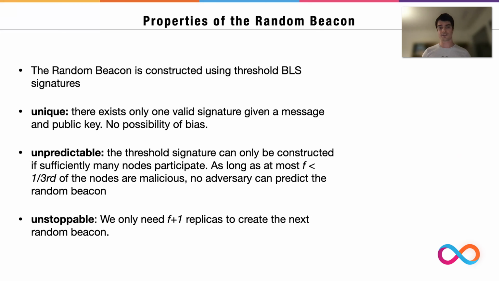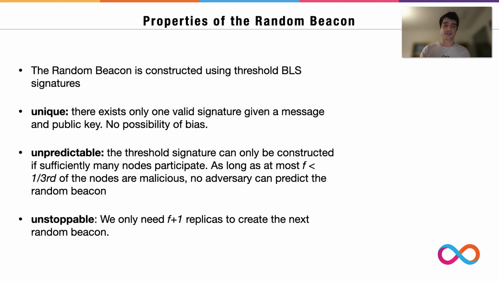So the random beacon is constructed from threshold signatures, and to be precise, from threshold BLS signatures. So the random beacon at height x is essentially such a threshold BLS signature on the number x. And BLS signatures have really interesting properties that make this a secure construction. The important property is that a BLS signature is unique. So what that means is that there exists only one valid signature given a public key and a message. So there can only be one right answer.